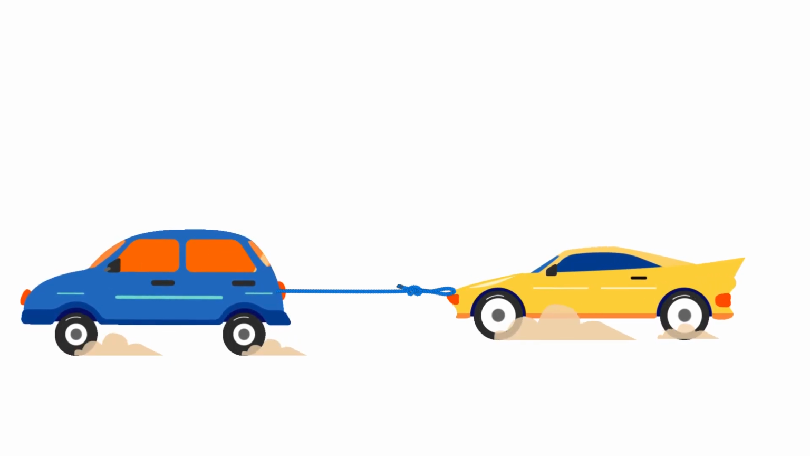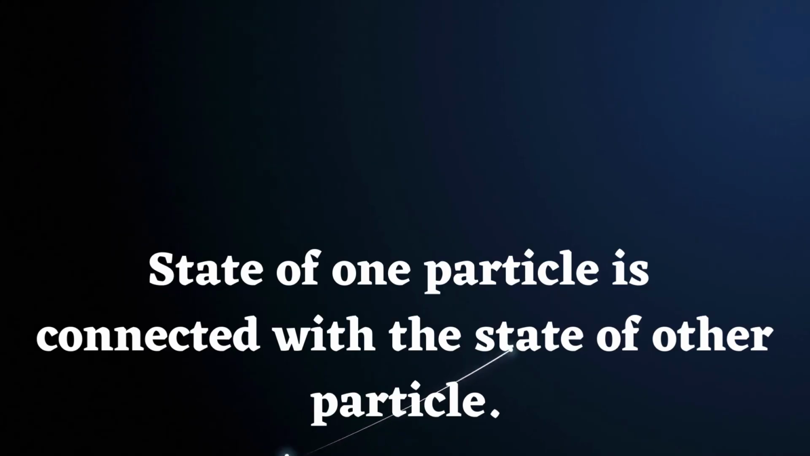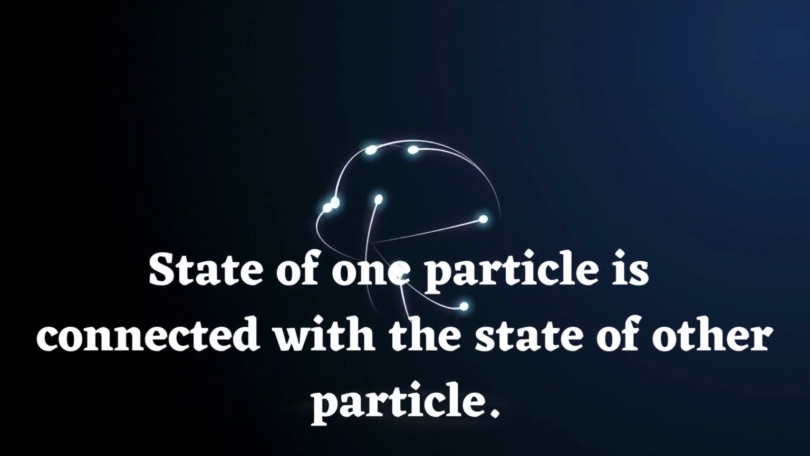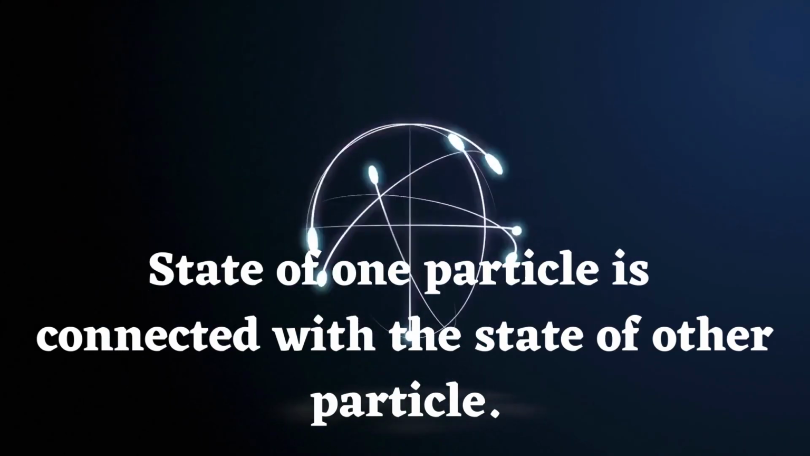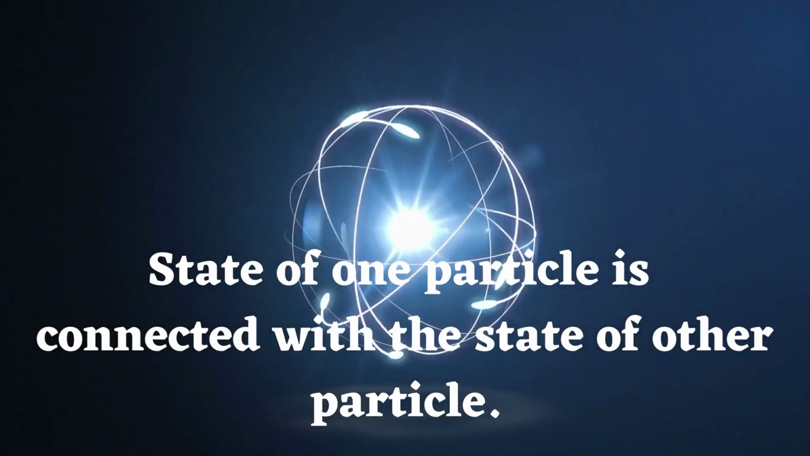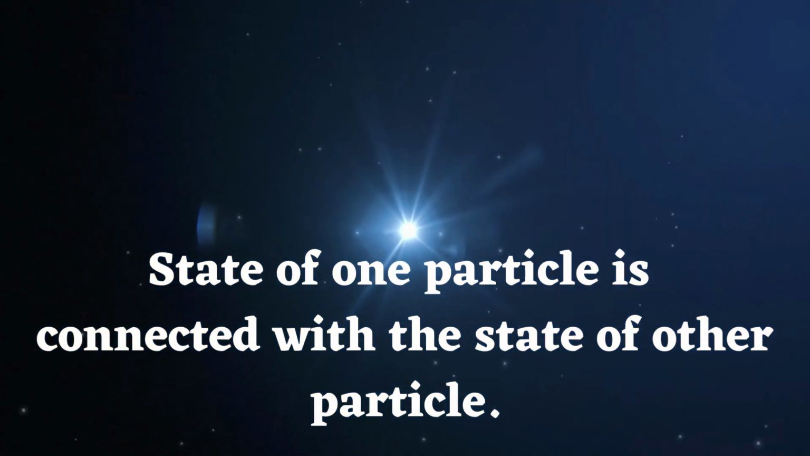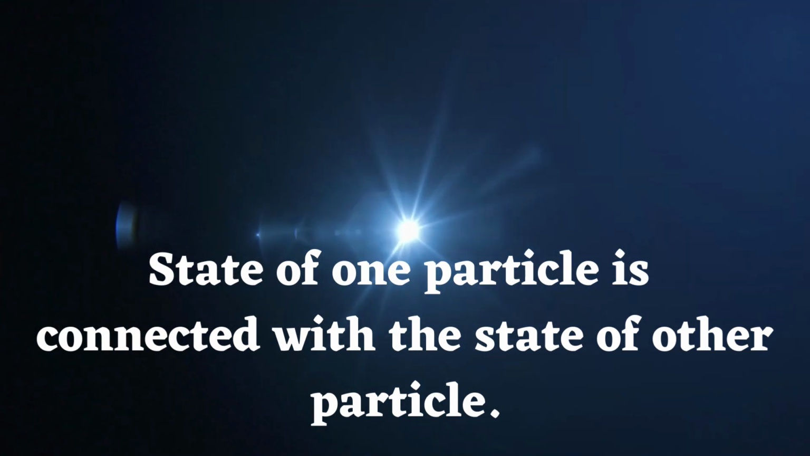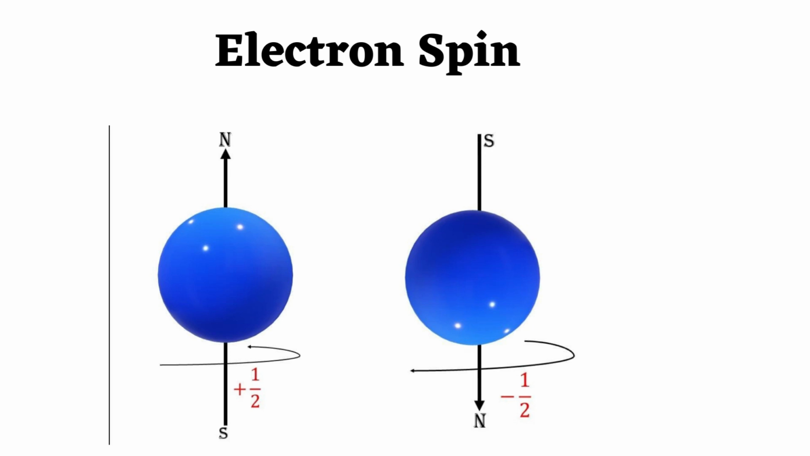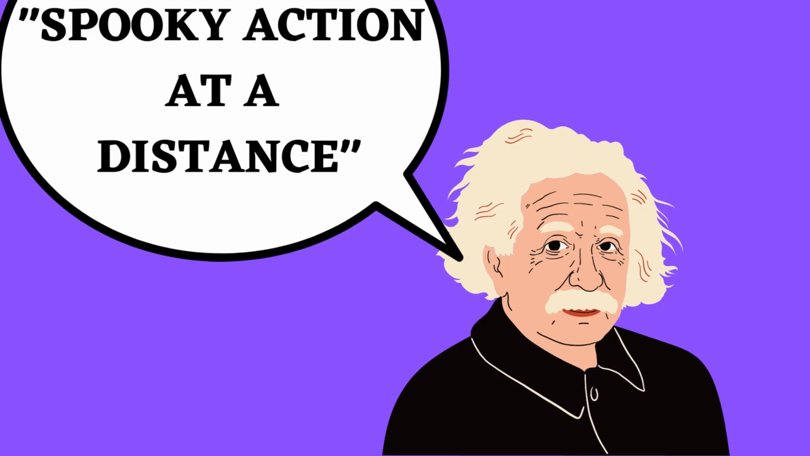Just like the toy cars, in quantum mechanics, particles can be connected in such a way that the state of one particle is directly connected to the state of the other, no matter how far apart they are. The state of a particle refers to its properties, such as its position, spin, or energy. This concept is so strange that Einstein called it spooky action at a distance.